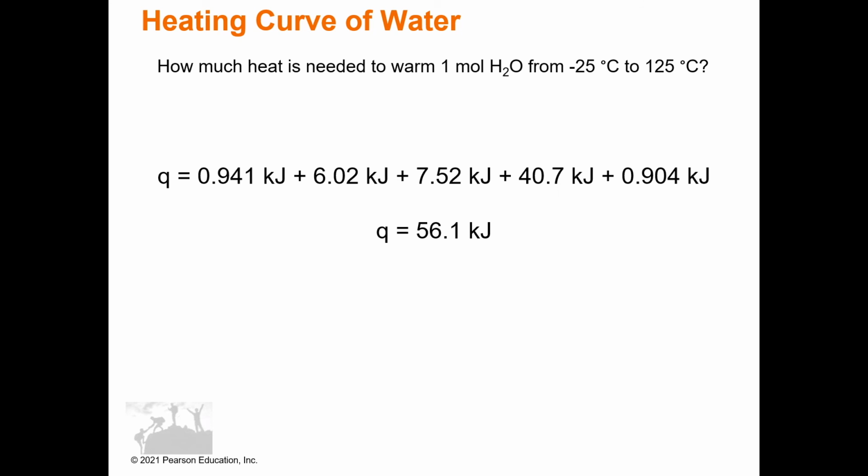So let's answer this question now. How much heat is needed to warm 1 mole of H2O from negative 25 degrees Celsius to 125 degrees Celsius? Well, we're going to add up all the Q values from our 5 segments so that we get 56.1 kilojoules.